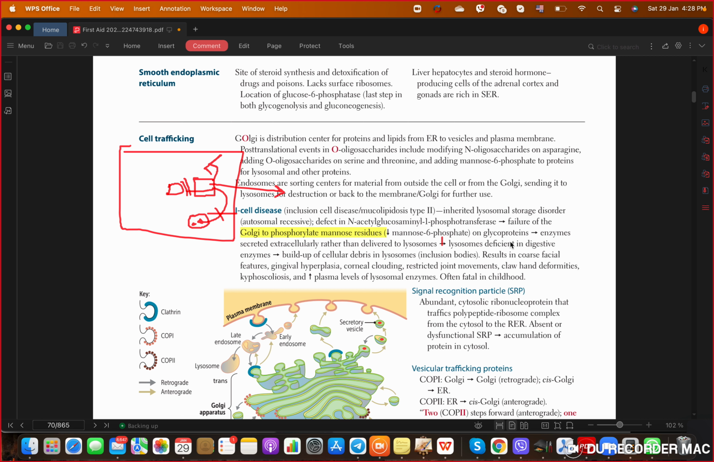Deficient in lysosomes. Still not getting it, Doc. I'm so sorry. Okay, again. Lysosome deficient in digestive enzymes, buildup of cellular debris in lysosomes.